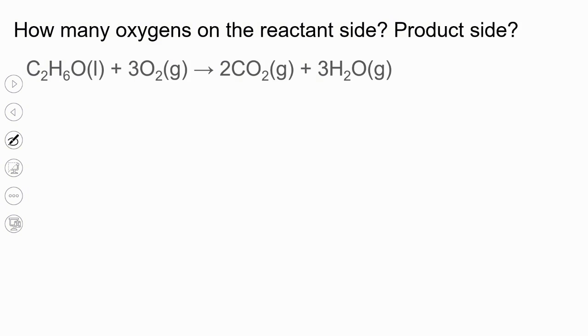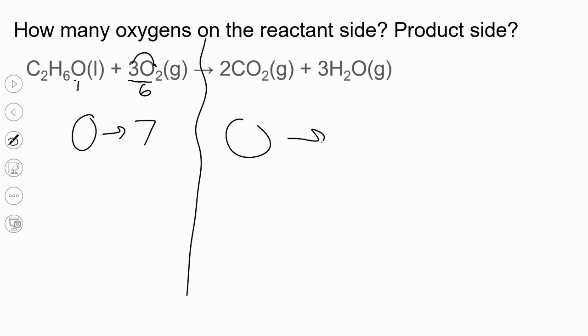How many oxygens on the reactant side? So which side is the reactant side? Left or right? Left, good. So reactant side over here. How many oxygens are over here? So we got 3 times 2 is 6, plus 1 is 7. Good. And then how about on the product side? So this would be our product side. Do we have the same? Also 7. Good. So we have 2 times 2 is 4 oxygens here. 3 times 1 is 3. So I've got 4 plus 3 oxygens is 7 oxygens.